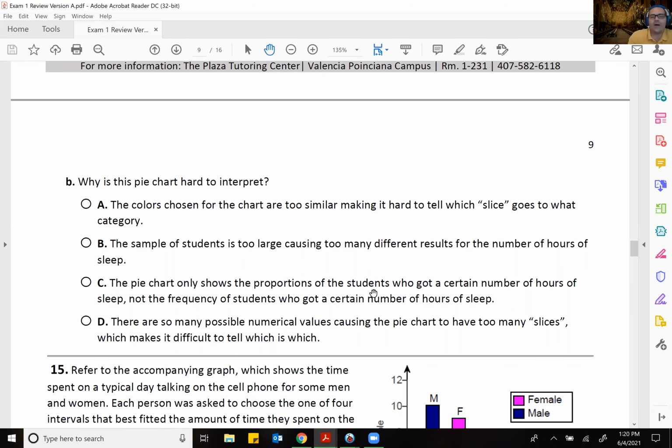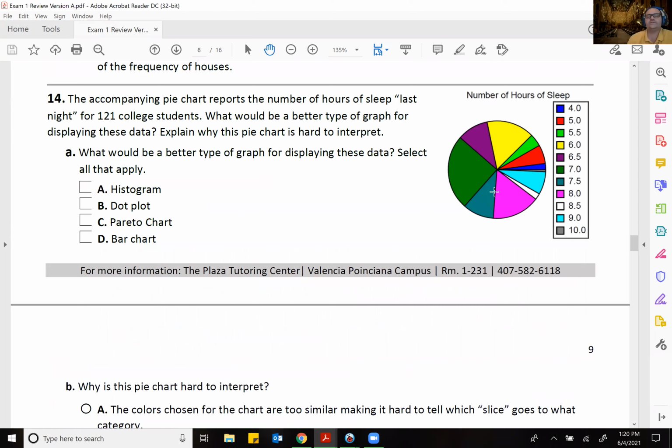Pie charts get way too busy when there are too many possible answers. This pie chart is way too busy because of all the different types of answers here. Pie charts are better suited when there are maybe 4 or 5 slices or less.